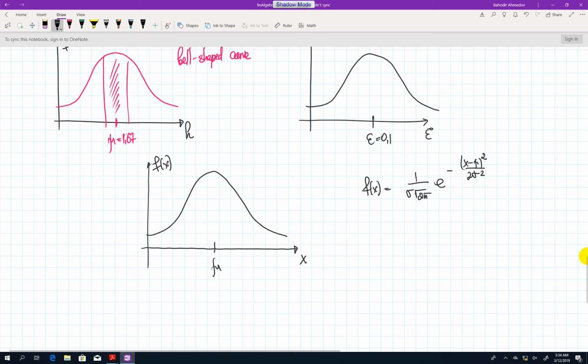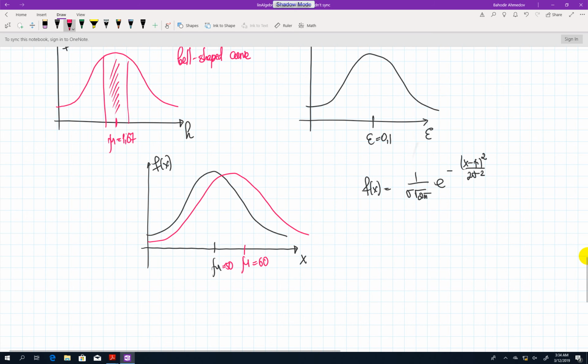Now, if you change the mu, how does the curve change? For example, if you shift the mu from 50 to 60, the curve will just be shifted. It will be the same curve, but shifted 10 units to the right. If you change the mean to the left, it will just be shifted to the left.